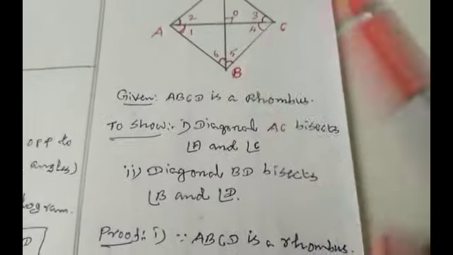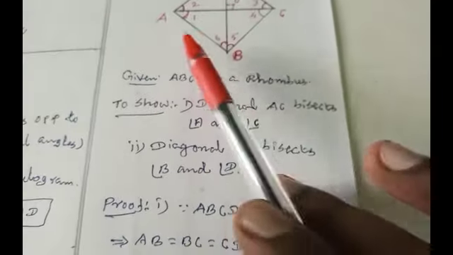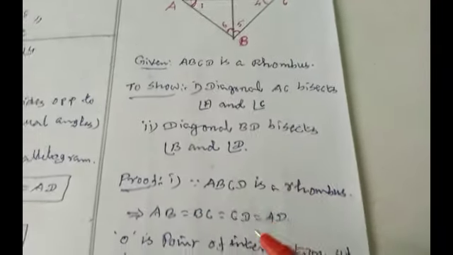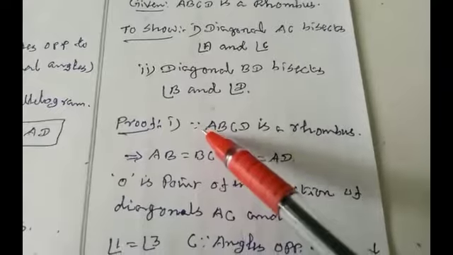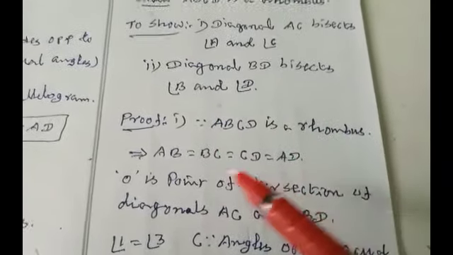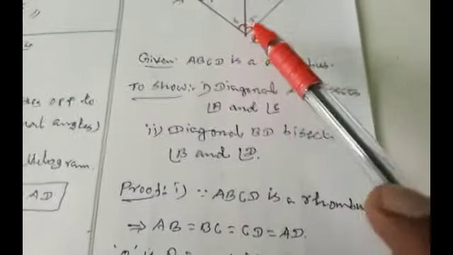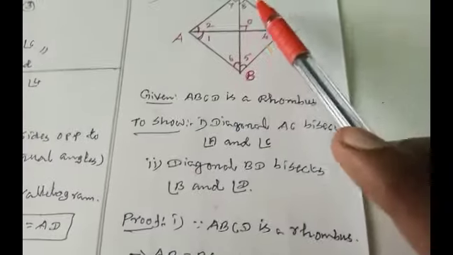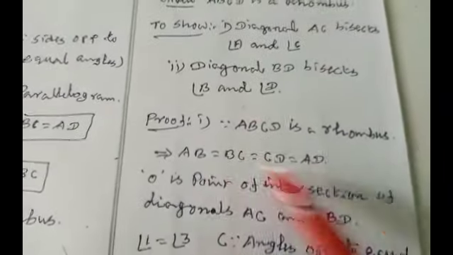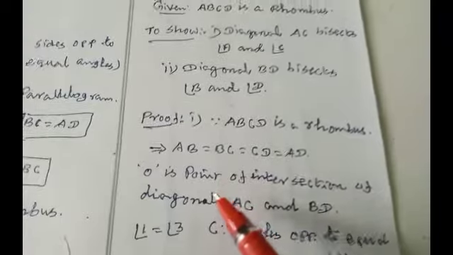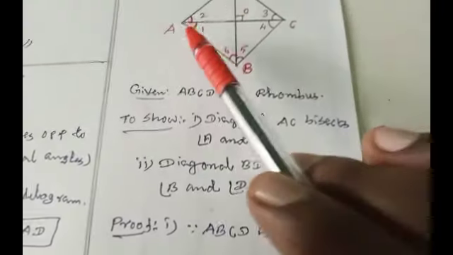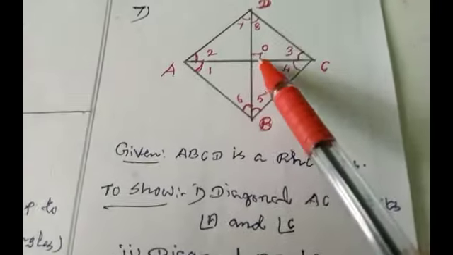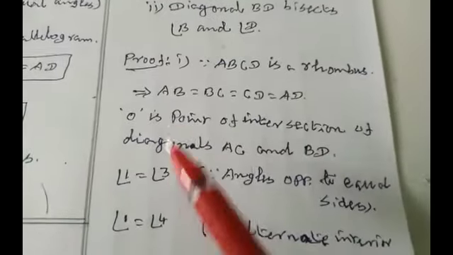Okay. Now we should remember the property of rhombus. For rhombus, all the four sides should be equal. Okay, since it is given that ABCD is a rhombus, which means all the four sides AB is equal to BC is equal to CD is equal to AD. All the four sides are equal. Now, the diagonals AC and BD, they intersect at O. That is a second statement.